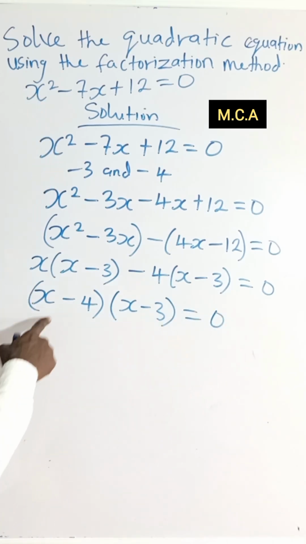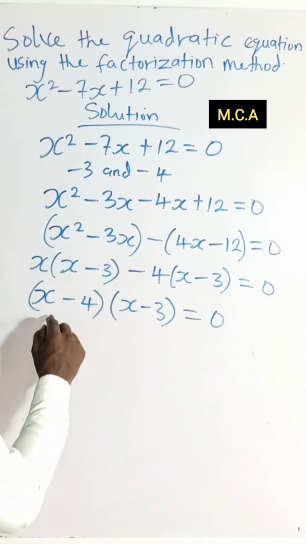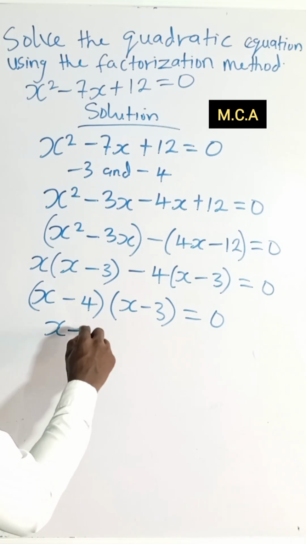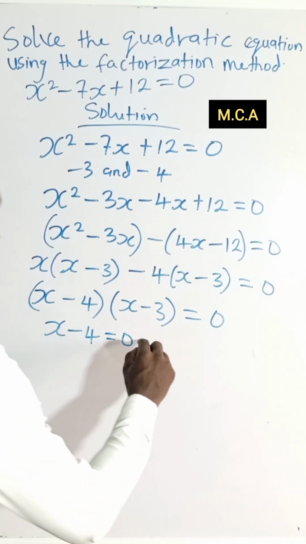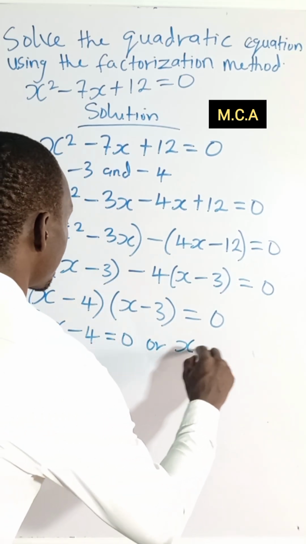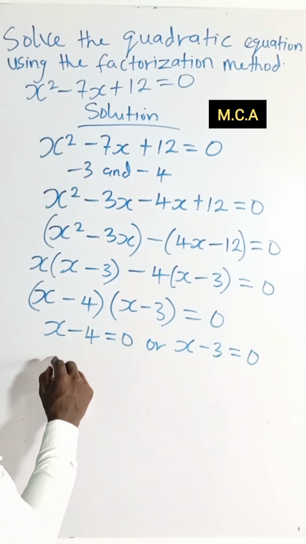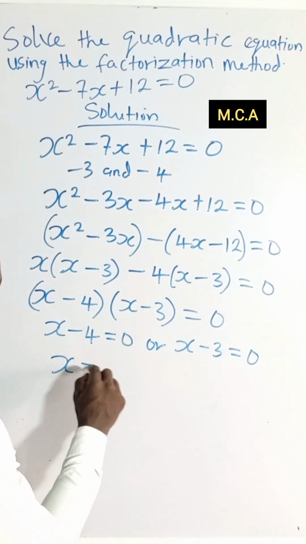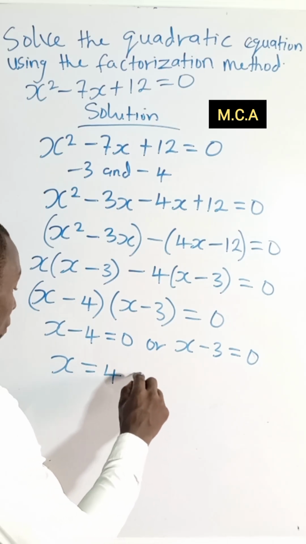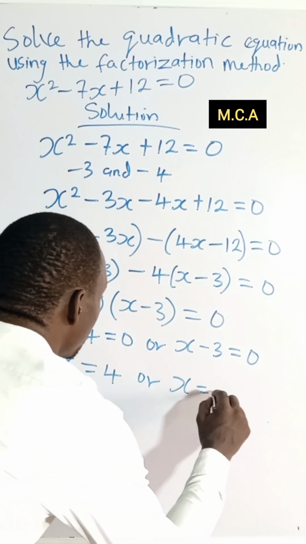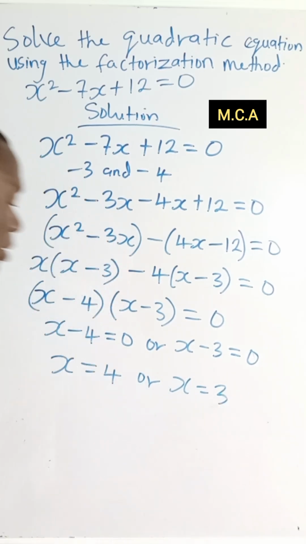So we have bracket x minus 4, bracket x minus 3 will give us what? 0. So let's equate each of them to 0. So we have x minus 4 equals 0, or x minus 3 equals 0. This means that the value of our x here is x equals 4, or x equals 3.